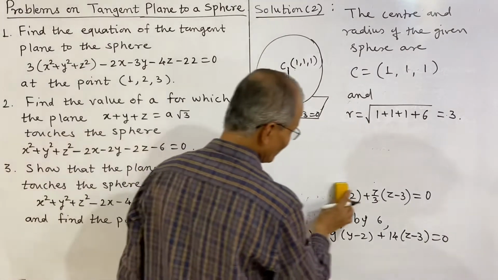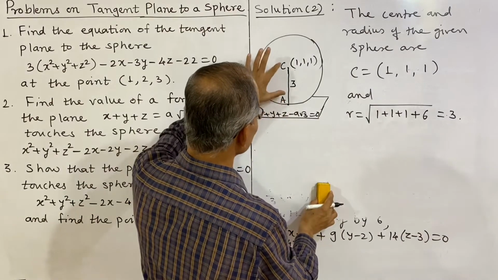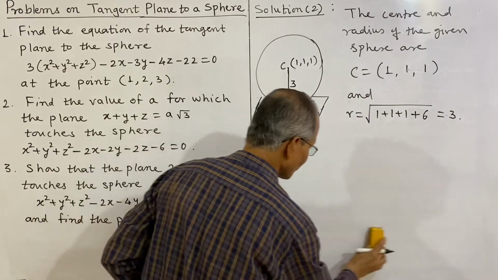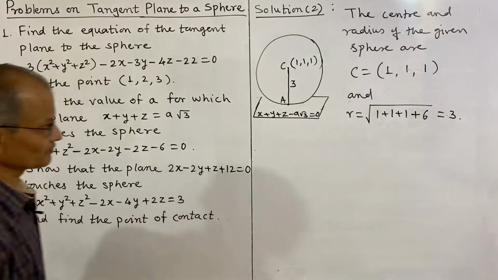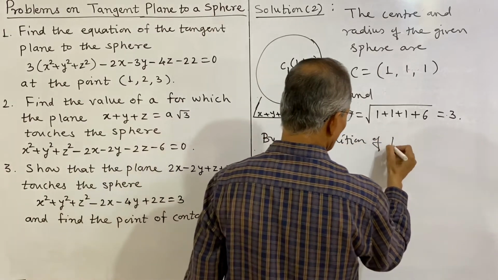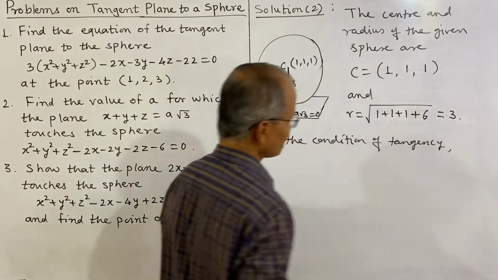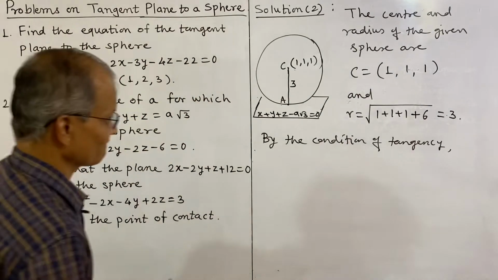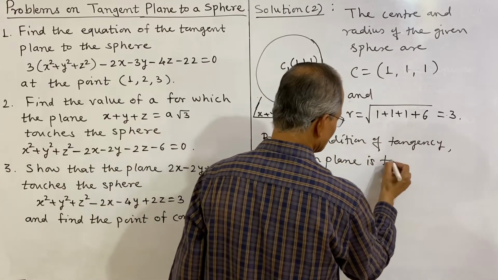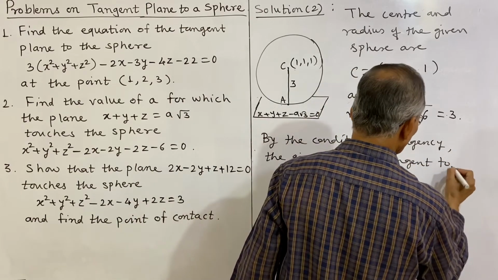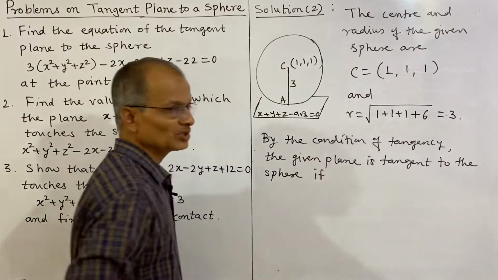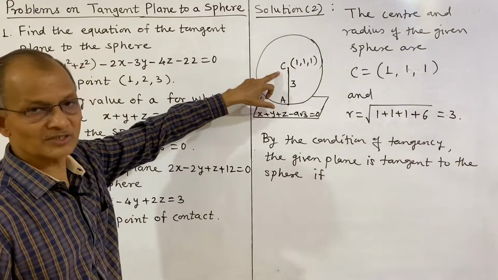And now we have to find the value of a so that this plane is tangent to the sphere, and we shall use the condition of tangency. By the condition of tangency, the given plane is tangent to the sphere. See, what is the condition of tangency? The length of the perpendicular from the center on the plane.